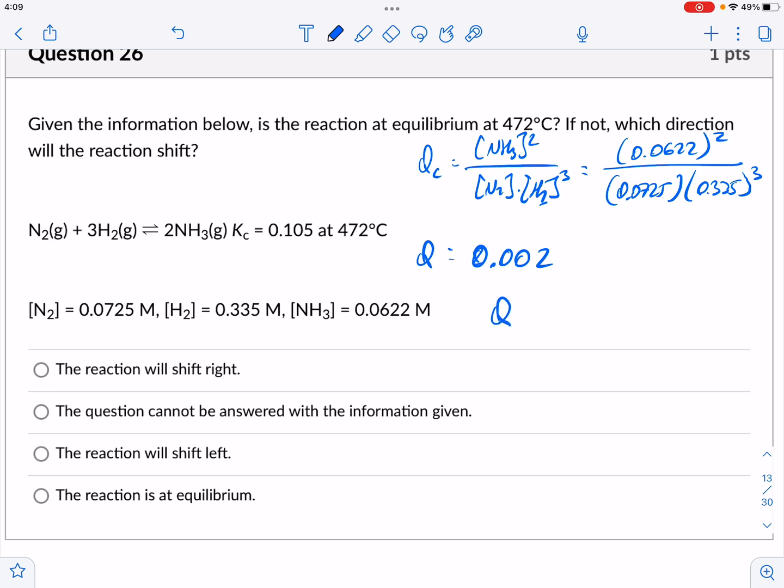Let's use something that I saw around. If we compare Q and K, in this case Q is smaller, and think of that as an arrow. In what direction is the arrow pointing? The arrow is pointing to the right, so the reaction is going to the right. So the reaction will shift right. This is not my original thought, so thanks, Ayla.